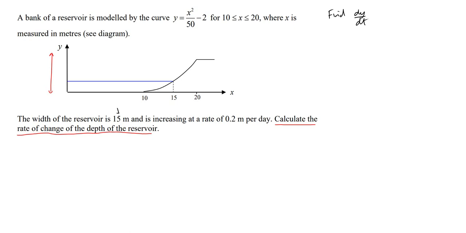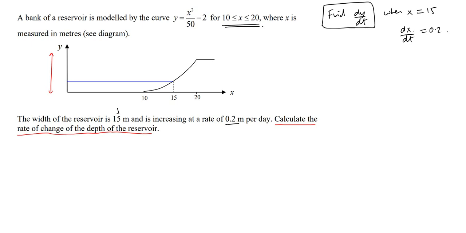So when x is equal to 15 and is increasing at 0.2, that means that dx by dt is equal to 0.2 meters per day. Just forget about the units for now until we get to the end of the question. So it's got that restriction for x as well. So what do we need to find? We need to find dy by dt.